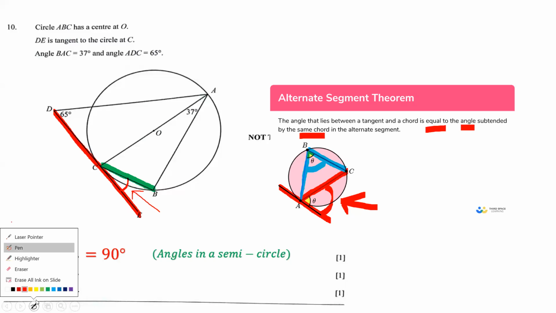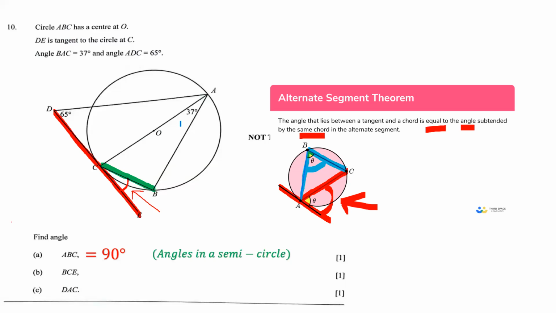Now, according to our theorem, if we have an angle that's between the tangent and the chord, it's going to be equal to the angle subtended by the same chord in the alternate segment. So let's look at that angle. If we look carefully, we'll notice that we have this angle 37, and this angle 37 is the angle subtended by the same chord. How do we know?